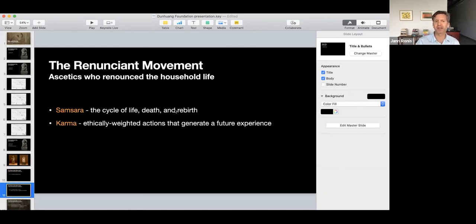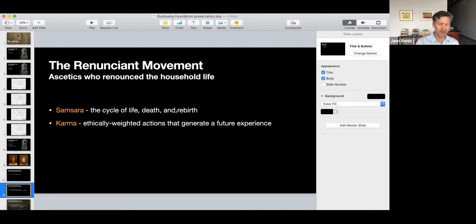The second term is karma. Karma is a very common term in everyday American parlance, but let me tell you what the Buddhist definition of karma is. Karma is ethically weighted action. In other words, karma literally means action, but it has a particular valence, namely that every action that you do is ethically weighted, that it can be judged in terms of whether it is virtuous or non-virtuous. And of course, there's a spectrum.